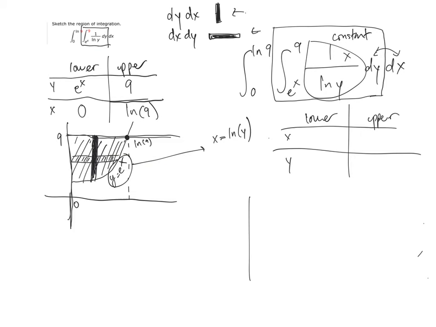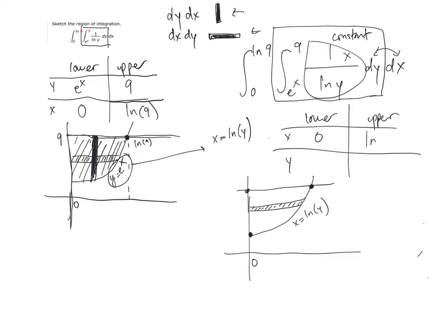I will draw a new picture. You know that this equation right here will be x equal to natural log of y. And you have a horizontal rectangle right here. So you know that they intersect from here to here. So it would be 0 to whatever the function right here is. So your lower will be 0. Your upper will be natural log of y.